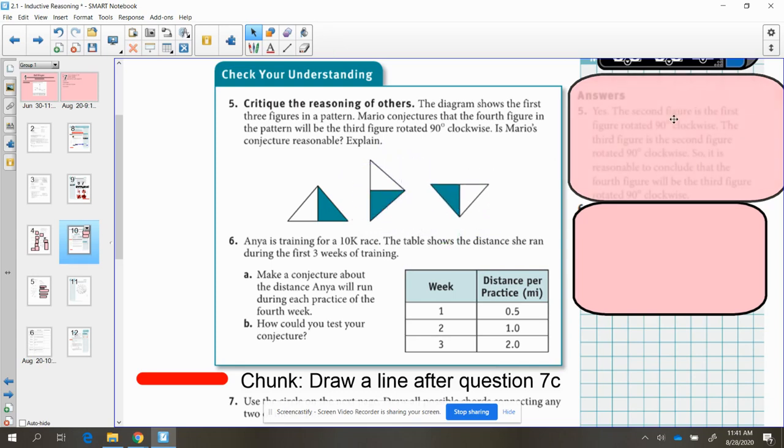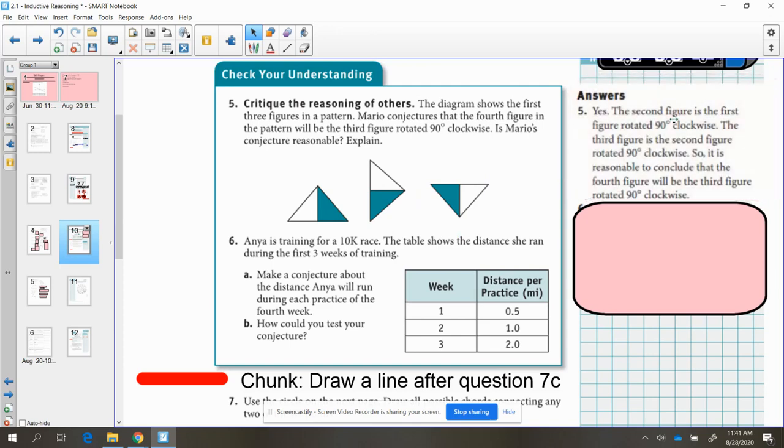So what we could say is that Mario's conjecture makes sense, it's reasonable, because when we tested it out, it does look like it indeed rotates 90 degrees each time.